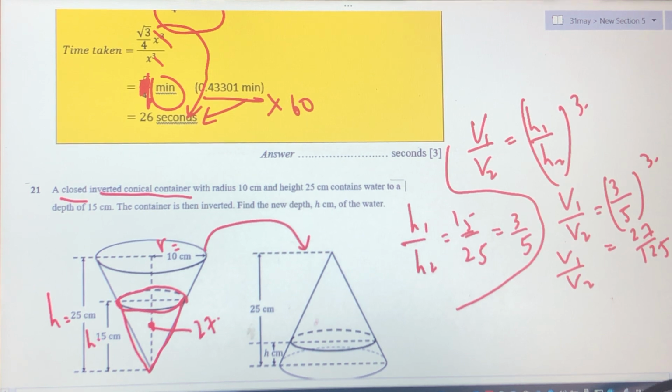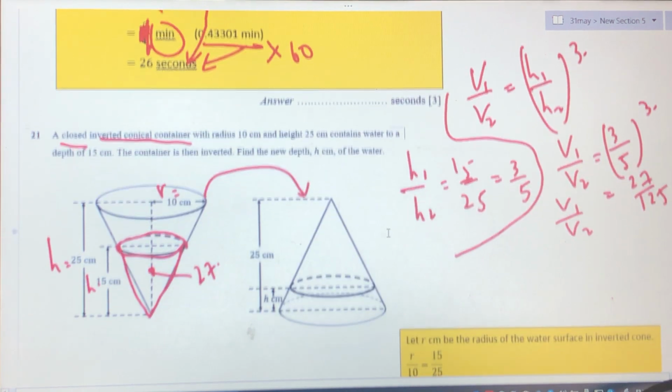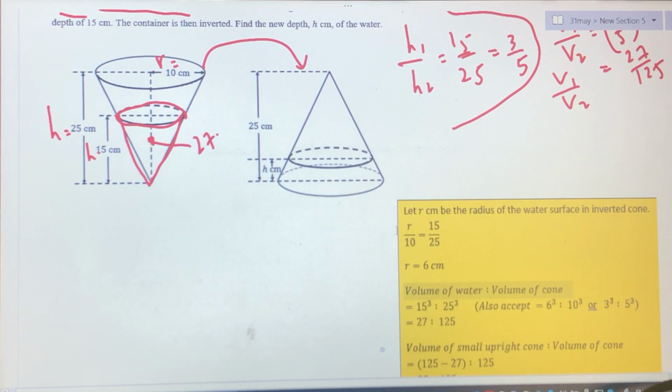Now when I invert, the container will be the same, but down here, it will not be 27. Let me scroll up, I show you the working. This part I've done already. You can do it either this way or this way or this way. You can take a look.